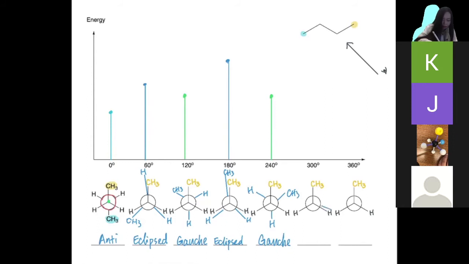So this is the methyl group if we keep moving, right? And this is hydrogen. And this is hydrogen. Okay, so this one is eclipsed. So you are expecting, and then finally, we go back to 360. Everything is the same as before. That's the anti position.